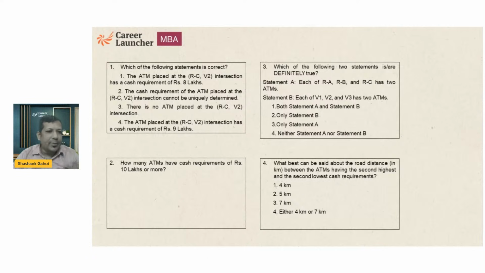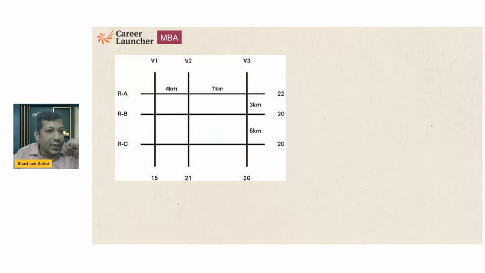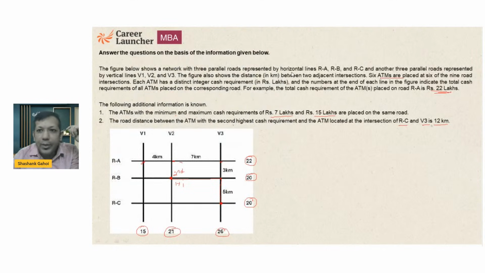Which of the following statement is correct? What is the ATM requirement of this? What best can be said? So best can be said का मतलब ये है कि केस बनेंगे. What is the number of locations of ATMs? ठीक है, जो भी है uniquely determined. ठीक है. So smallest number I can have is 7. Largest number I can have is 15. ठीक है. Any other information? कहाँ पे क्या होगा? नहीं है. ठीक है.